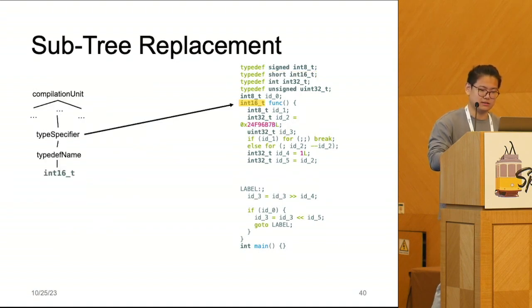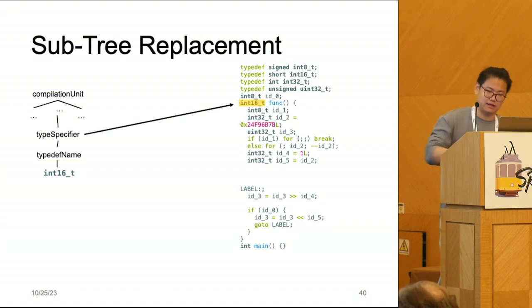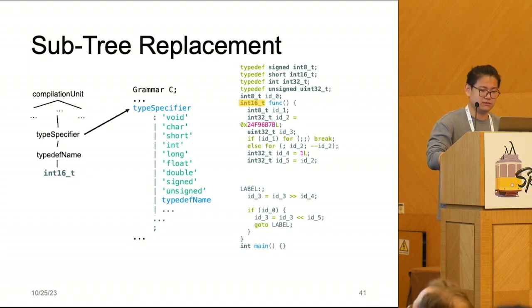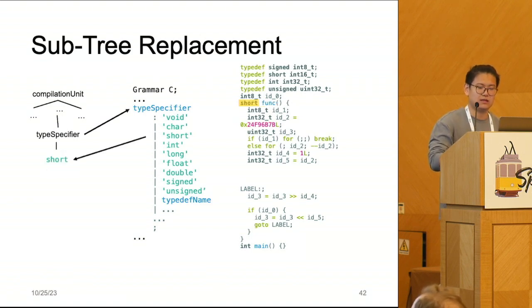So we implement another auxiliary reducer called subtree replacement to perform this type of transformation. So this auxiliary reducer tries to replace a subtree in the path tree with a new one. For example, it may try to replace the subtree that corresponds to the highlighted alias. The subtree is shown on the left. The new subtree will be generated based on the formal grammar. For example, here we have the production rule of type specifier in the C grammar. And this rule basically shows what a type specifier can be. And with the guidance of the grammar, a new valid subtree can be generated and used to replace the original one.